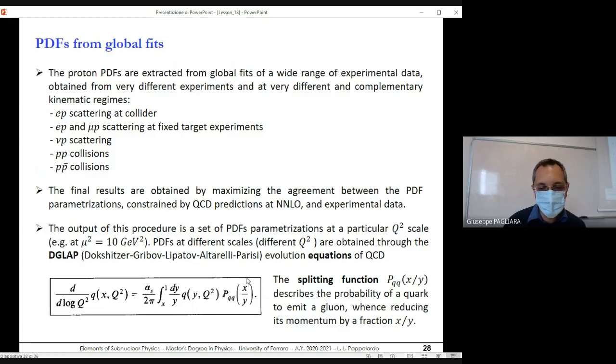The main ingredient of these DGLAP equations, which are very complicated and I will not enter into, is the splitting function P_qq, which describes the probability of a quark to emit a gluon and thereby reduce its momentum by a fraction x over y. So this is pure QCD: a quark emits a gluon, so it reduces its momentum. All this is integrated out, and at the end you can use this to evolve your parton distribution function to a different energy scale, or better said, to a different Q squared scale.